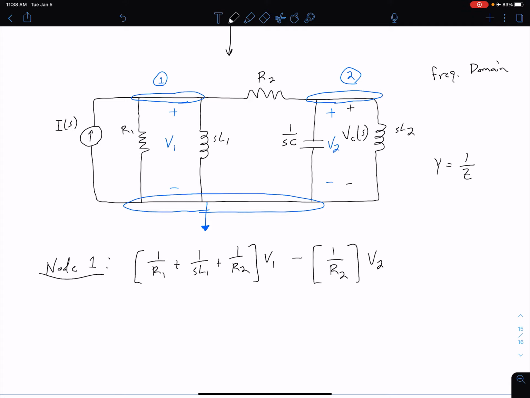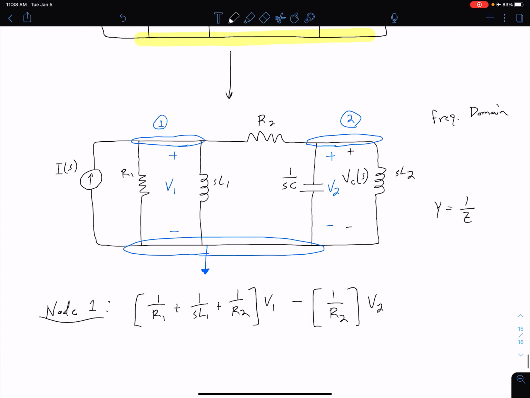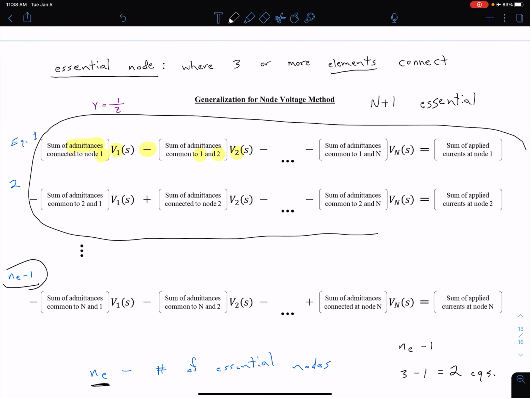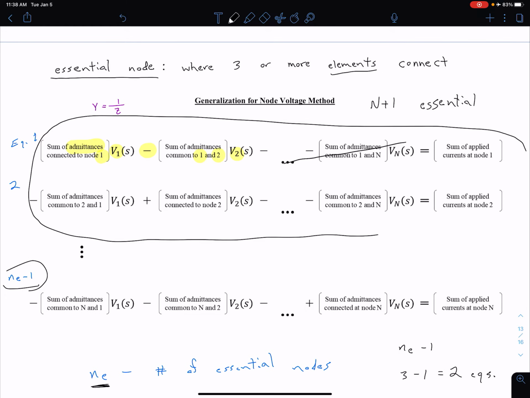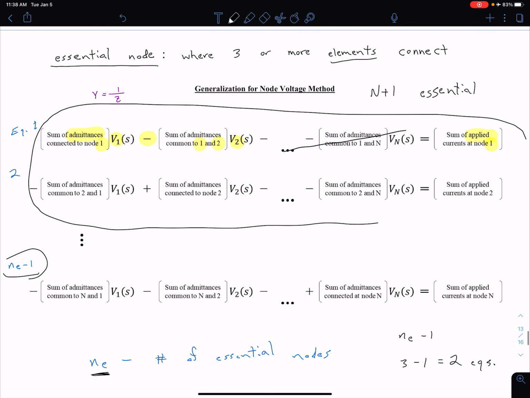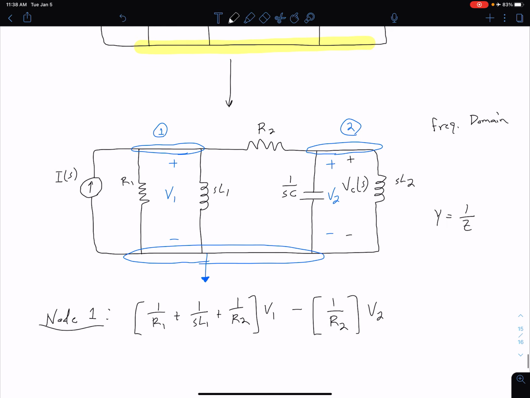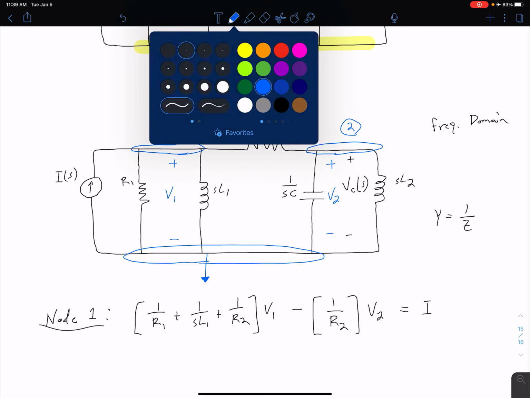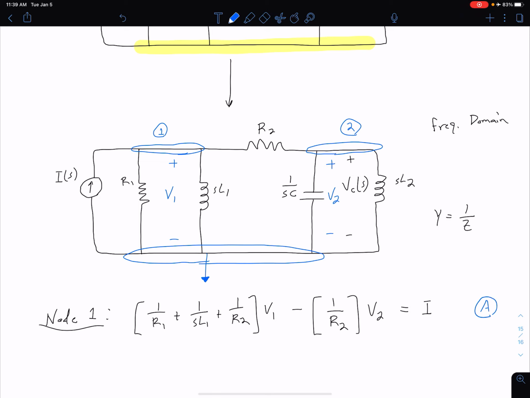And so now we don't have a third node voltage, so we don't have any more terms here because we only have V1 and V2. If we had V3, we'd have another term there. And now on the right side of the equation, we need the sum of applied currents at node 1. So again, we come down here, we're looking at node 1, and we see we have this one applied current source here. So what we're going to do is set this equal to I of S. And again, to be consistent, let me just leave off that S. Okay, so to be consistent with my notes, I'm going to call this equation A.